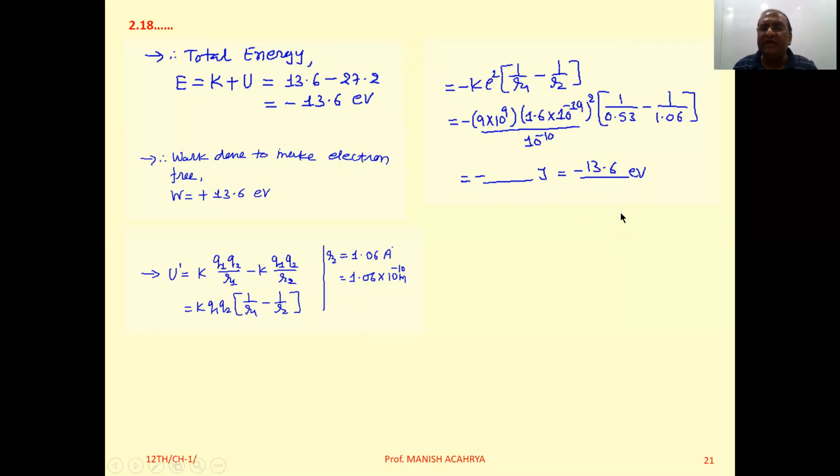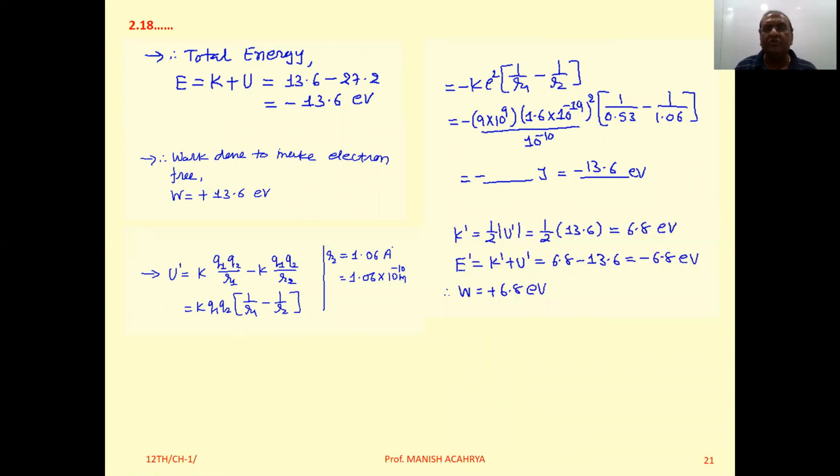Now potential energy is minus 13.6 electron volt. Kinetic energy will be half of this, so kinetic energy is half of the magnitude of potential energy. So half into 13.6 is 6.8 electron volt. Now total energy is kinetic energy plus potential energy. So that is 6.8 minus 13.6, so that is minus 6.8 electron volt.